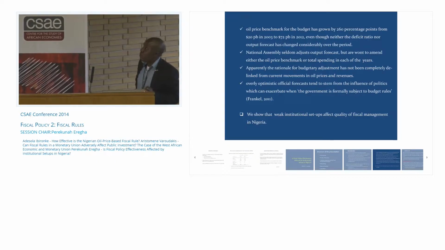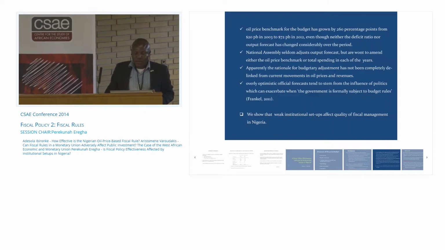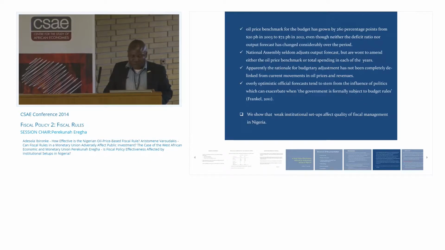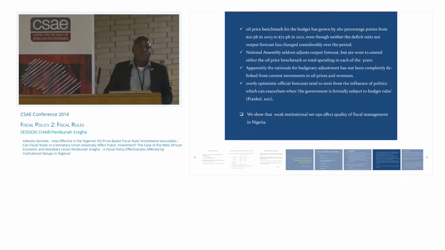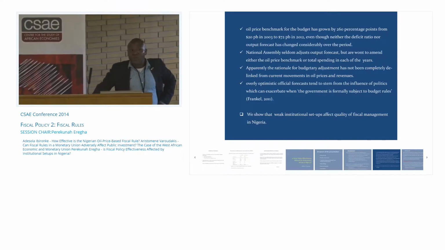This issue of what should determine the crude oil price in budget preparation has been a debate. In fact, one of the reasons for delay in budget preparation and implementation in Nigeria is this argument. I remember last year, one of the key issues was whether it should be $70 per barrel or not, between the government and the National Assembly.